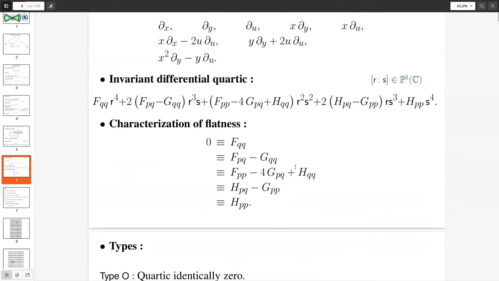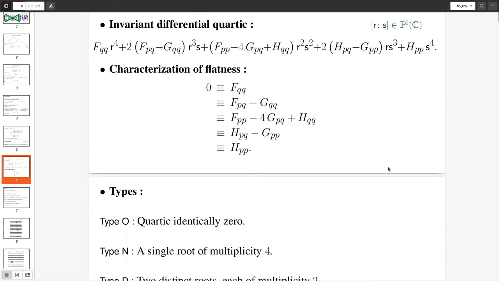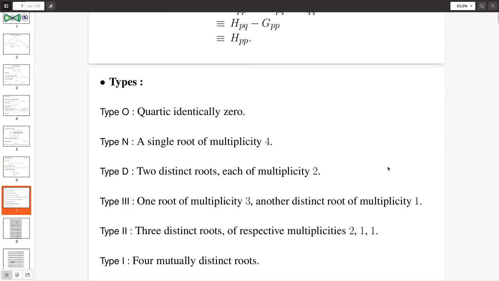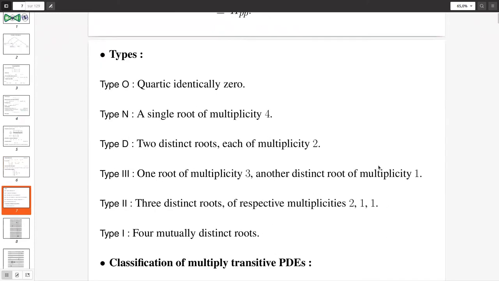Of course, you have a simple characterization of flatness, which means the Cartan connection has curvature zero. There is also a discussion in the big paper of Cartan about this G2 structure of a 2-distribution in five-dimensional space. So you can classify according to the root type. And it's very, very classical, in fact. It goes back to the 18th century, perhaps.